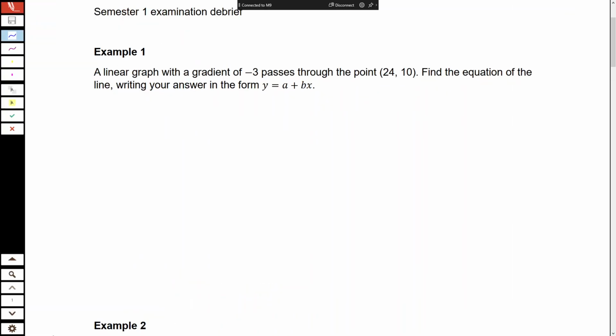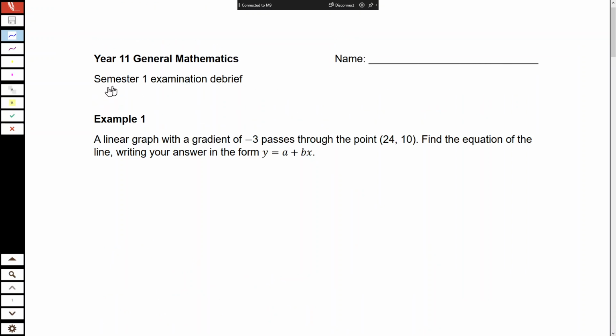All right, so have a look at the handout that says Semester 1 Exam Debrief. So we'll just go through a few examples together with some discussion from the class. And would appreciate your full attention, so please don't talk during this section. All right, so let's look at example 1.